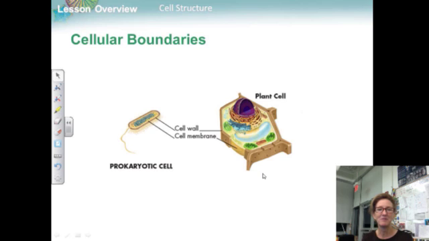Many cells, including most prokaryotes, also produce a strong supporting layer around the membrane known as a cell wall. The main function of the cell wall is to provide support and protection for the cell. Makes sense. That's what walls usually do. Prokaryotes, plants, algae, fungi have cell walls. Many prokaryotes, I should just say all. Animal cells do not have cell walls.